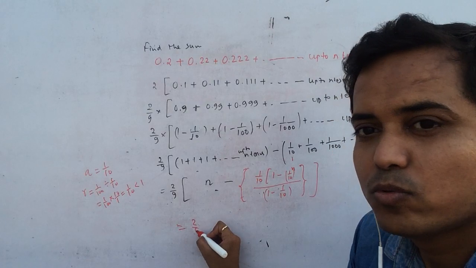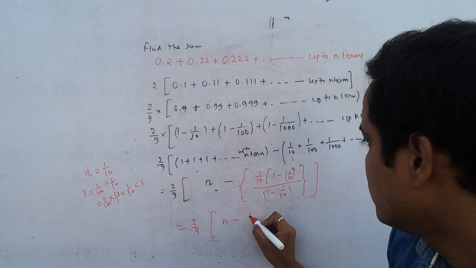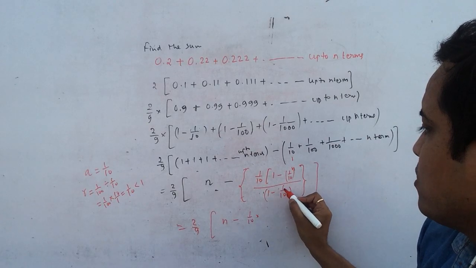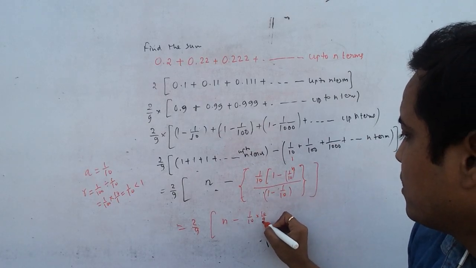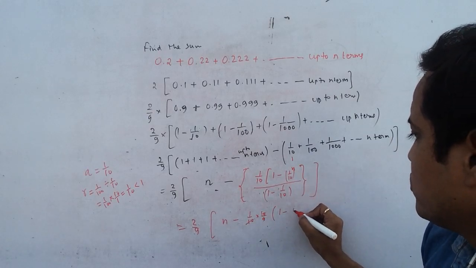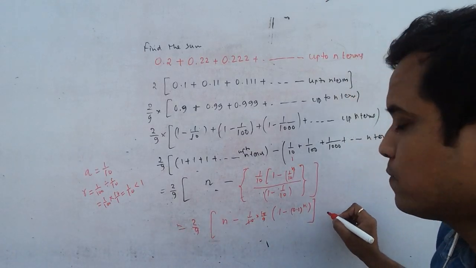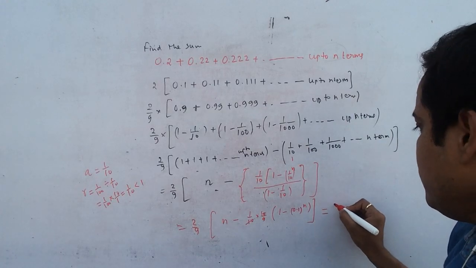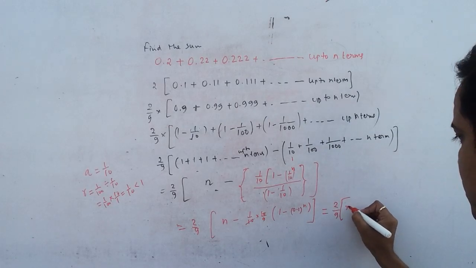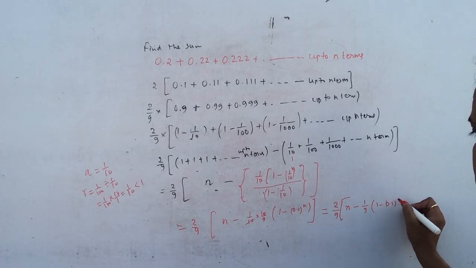Now 2 by 9 n minus 1 by 10, and this 10 minus 1 is 9 by 10, 10 upon 9 like this. So what would we get? 1 minus 0.1 whole raised to power n. Okay, so this way you can write here 2 upon 9 n minus 1 upon 9 times 1 minus 0.1 raised to power n. This is the answer.